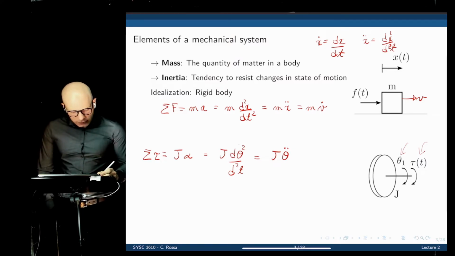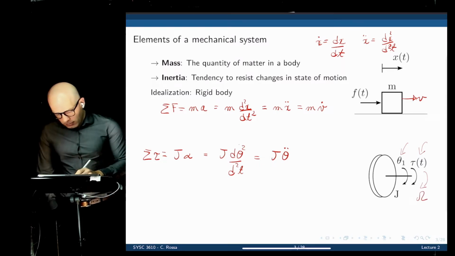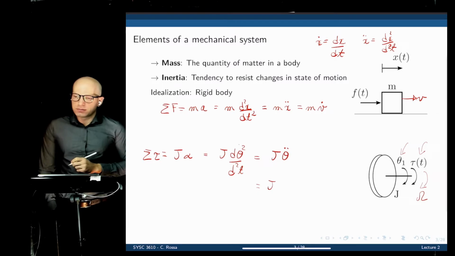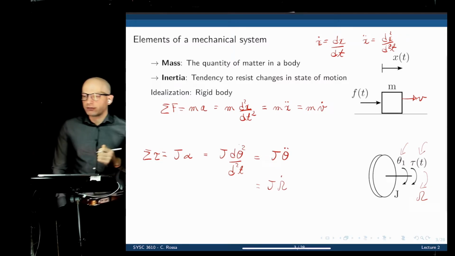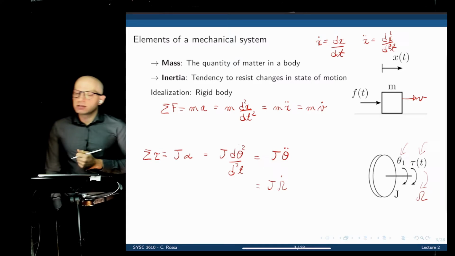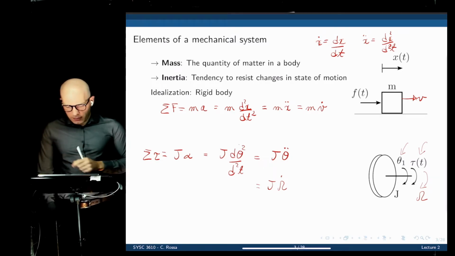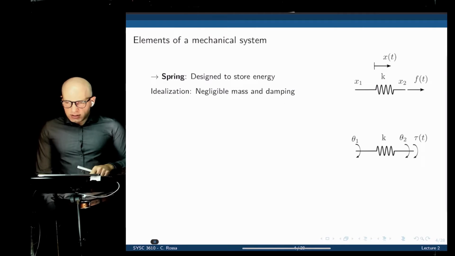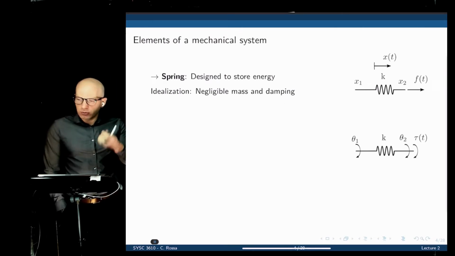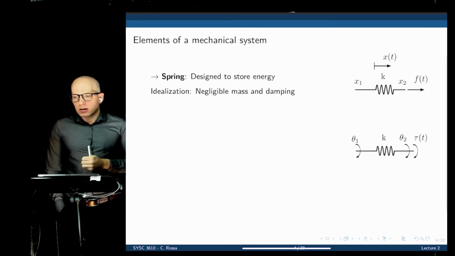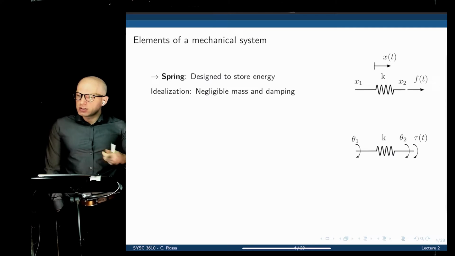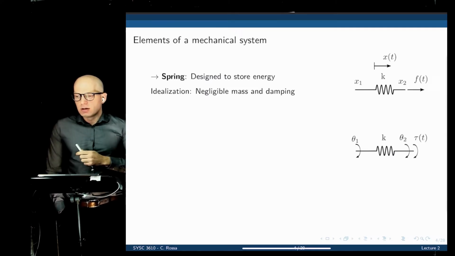And if you write this in terms of angular speed, let's call the angular speed omega. What would this become? Equals J times omega dot. Very good. Omega dot, the first derivative of angular speed with respect to time. So this is the first element, a mass. Any mechanical element will be represented as having a mass. Now we can attach to this mass other components such as springs and dampers to simulate the effect of friction.